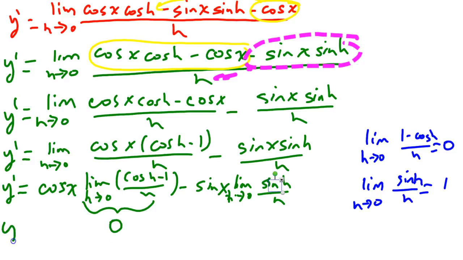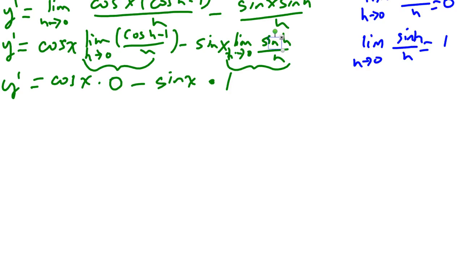Okay? So the derivative would equal just the cosine of x times 0 minus the sine of x times, well, wait, what's the limit as h approaches 0 of sine of h over h? Isn't that just 1? So wouldn't it be the sine of x times 1? Simplifying the two terms, the derivative equals cosine of x times 0, which is just 0, and then negative sine of x times 1, which is just negative sine of x.